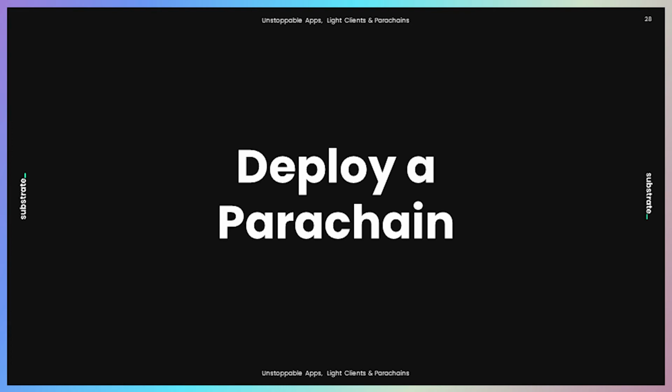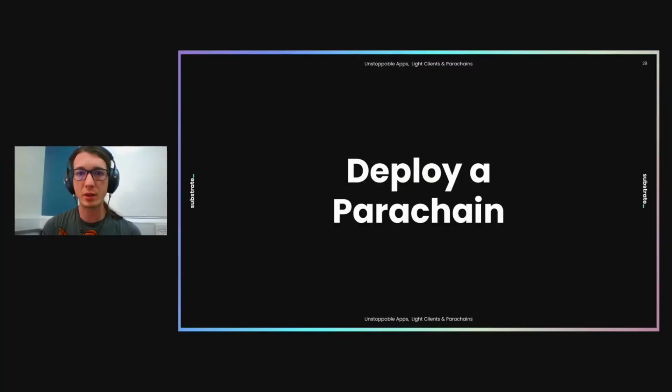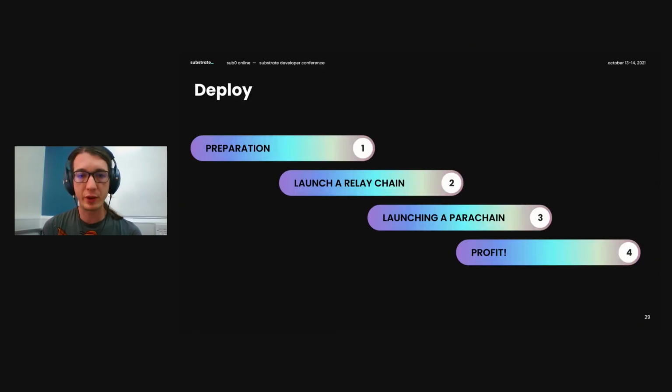Now, this is going to be like the previous part. I'm not going to discuss all the details of deploying a parachain, but sort of give you a high-level overview of it. What we're going to be doing is some preparation. We essentially already did the preparation, which is building it. Then we're going to talk about launching the relay chain, launching a parachain, and then profiting, which is sitting back and watching the blocks flow.